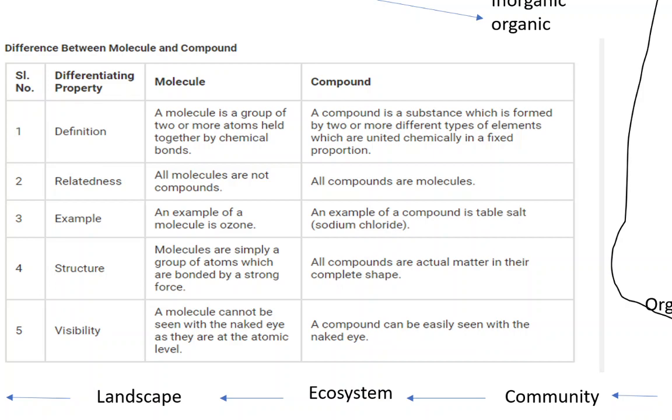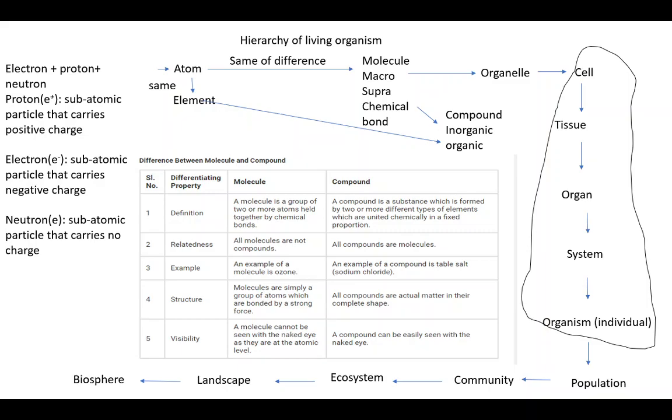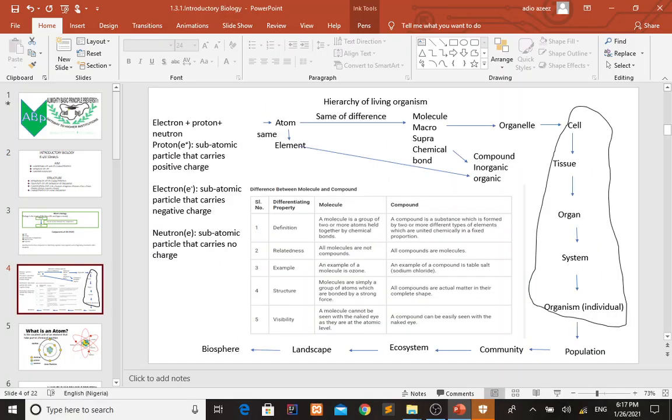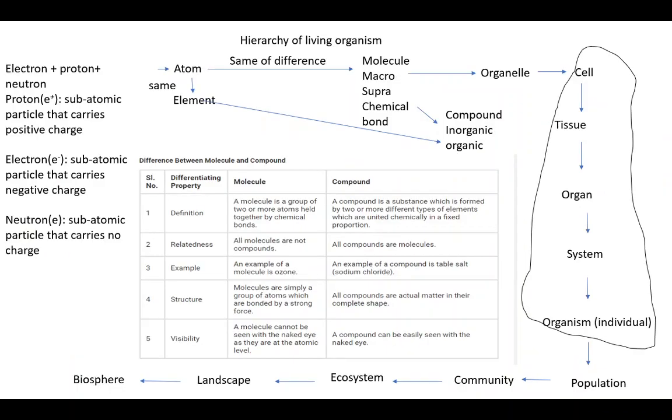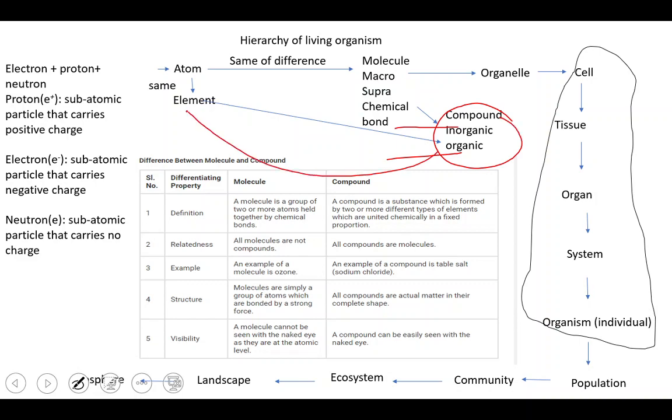A compound is a substance which is formed by two or more types of elements which are united chemically in a fixed proportion. Now look up. You can see that here we have elements that lead to compound. That is one definition. We have elements that lead to compound, and the compound may be what? Inorganic or organic. So therefore, the compound can be inorganic or organic. Therefore, this definition has taken the part of element into consideration. But there are some definitions of compound that look into molecule relationship. So therefore, you can define compound based on molecule or element.